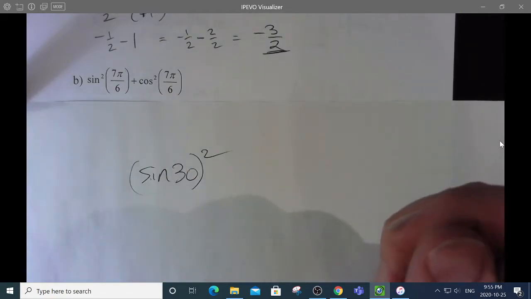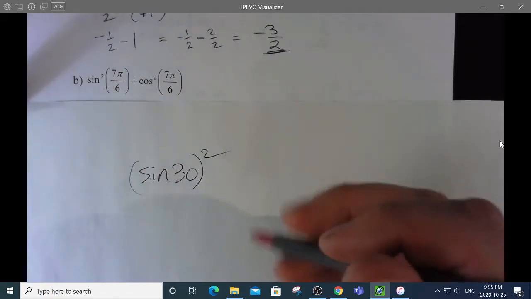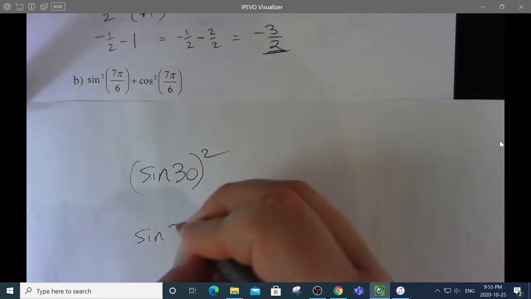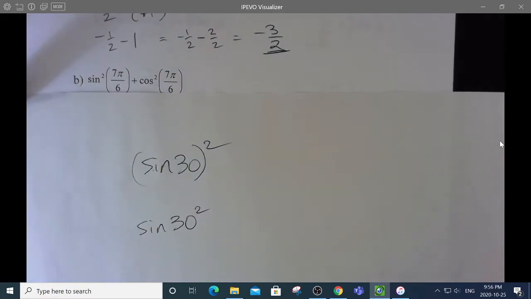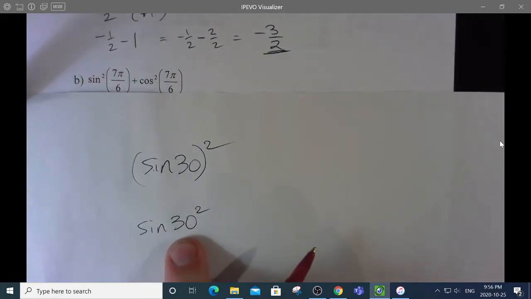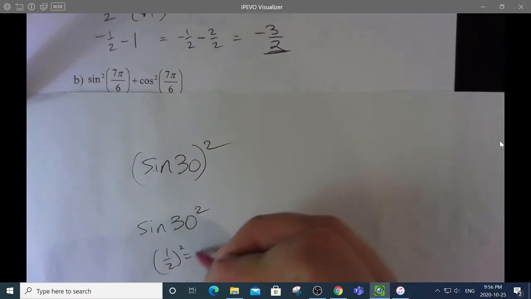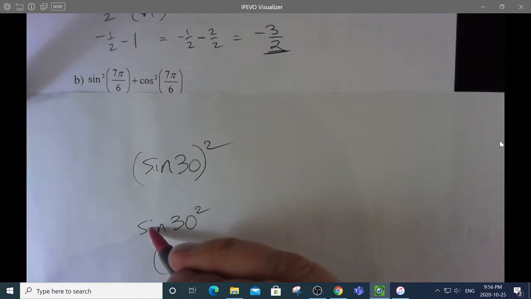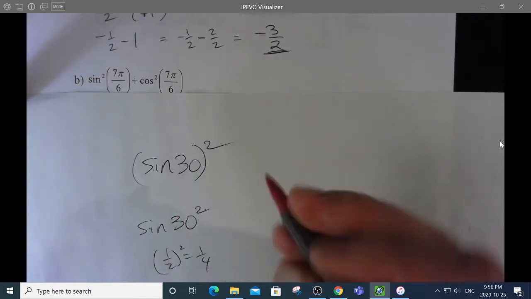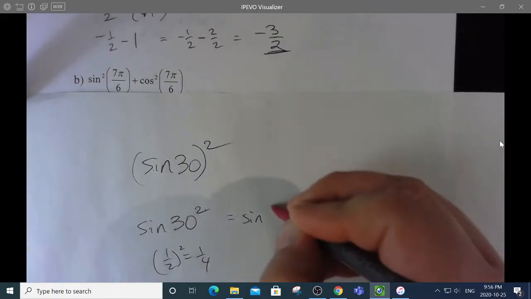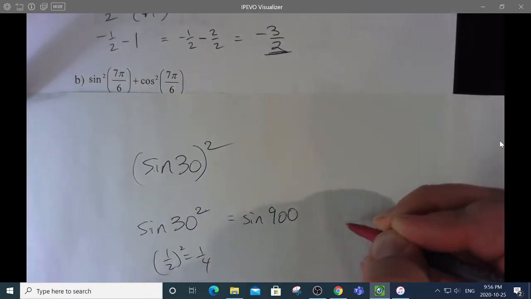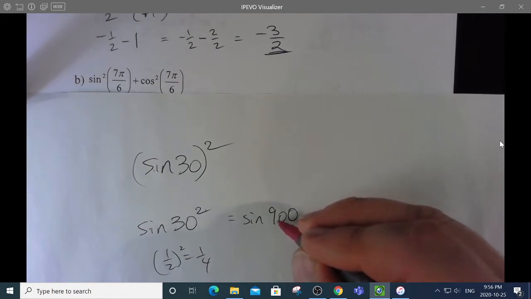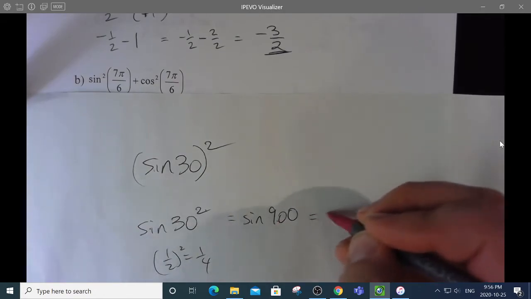I could say the sine of 30 degrees squared. But if I wanted to write that symbolically without extra brackets, notice that this is kind of ambiguous. Do you mean the sine of 30, which is 1/2, squared, which would be 1/4? Actually, this isn't saying that. I would assume this means the sine of 30 squared, which would be like saying the sine of 900 degrees. And 180 goes into 900, so that would actually be 0.